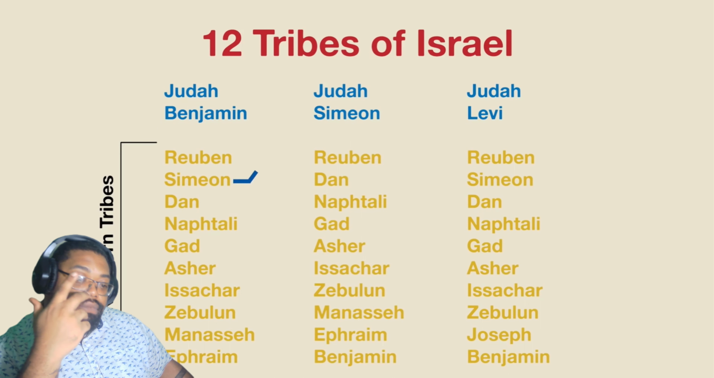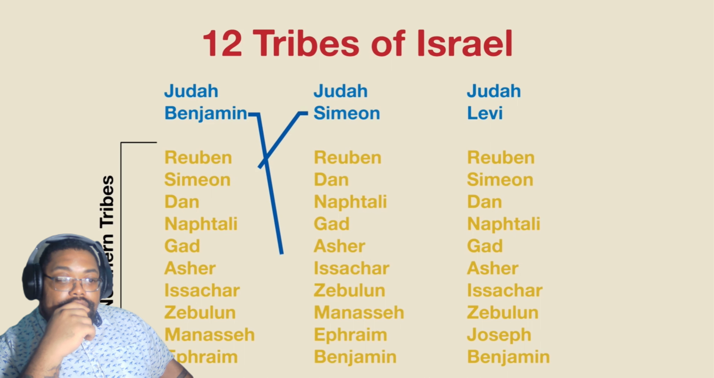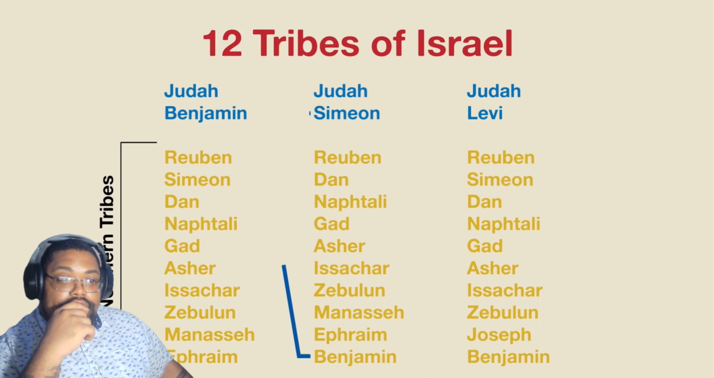But another way is to include Simeon with Judah instead. This is because, according to the Bible, Simeon, like Levi, was not given a separate land allotment. And this was because of a special punishment that was given to those 2 brothers, which is mentioned back in Genesis 34.